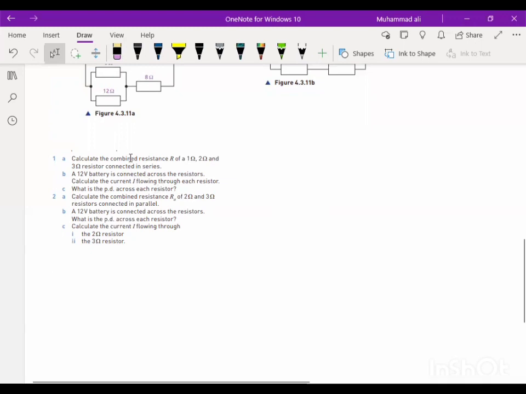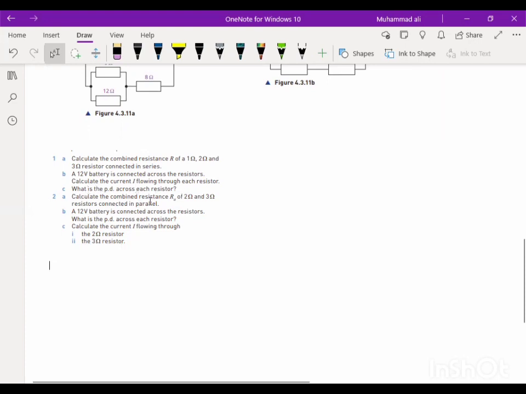The resistors are connected in series, so the current at every point is going to be the same, and we know that overall resistance is 6 ohms. So R equal to V upon I. V is 12, and the overall resistance is 6. So 12 divided by 6 gives me 2 amperes. Next, what is the potential difference across each resistor?